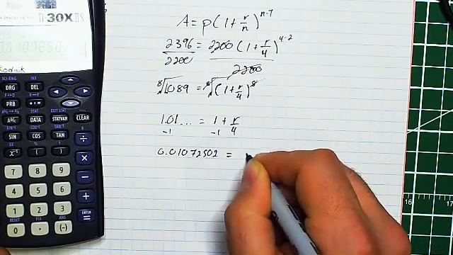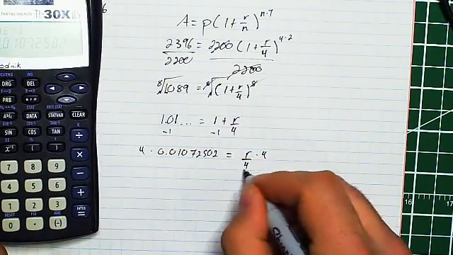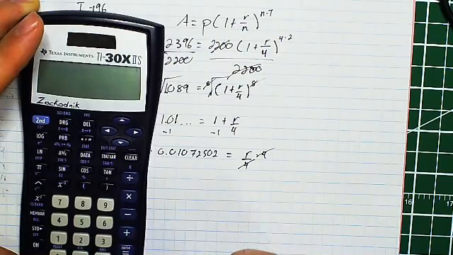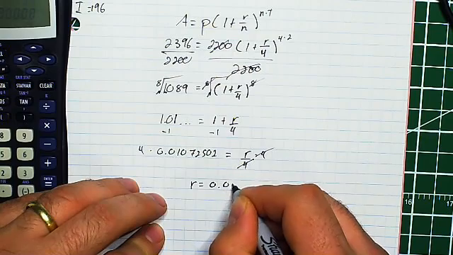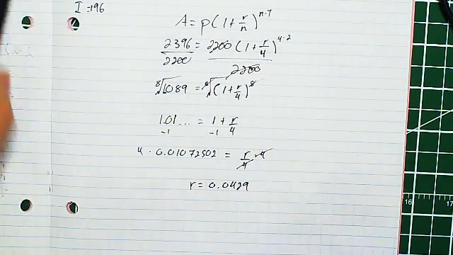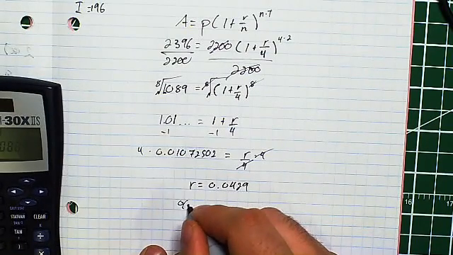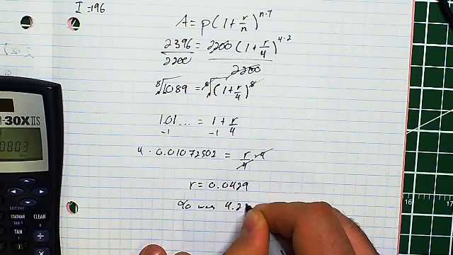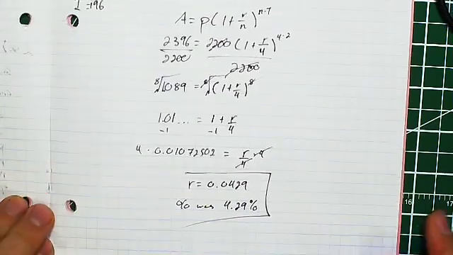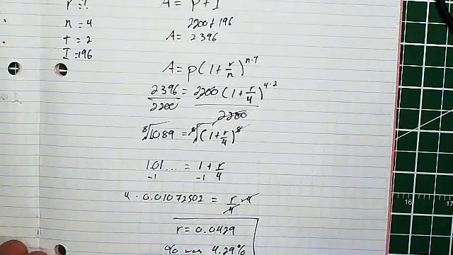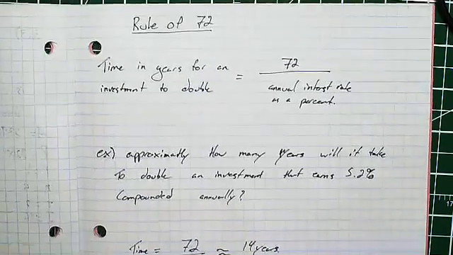So we have 0.010725502 equals r over 4. To get rid of division by 4, we multiply both sides by 4. So we know that the rate was 0.0429. And if you wanted this as a percentage, rather than divide by 100, we're going to multiply by 100, which means our percentage rate was 4.29%. The math and the algebra isn't too bad, there's just a lot of it.